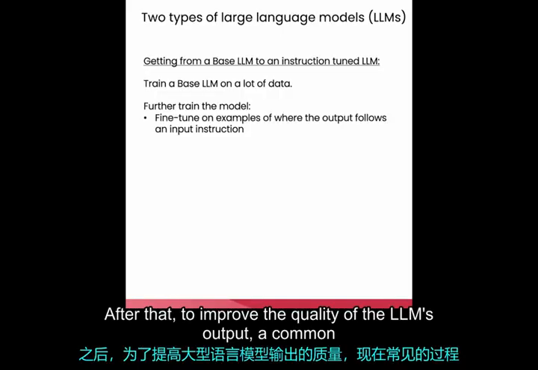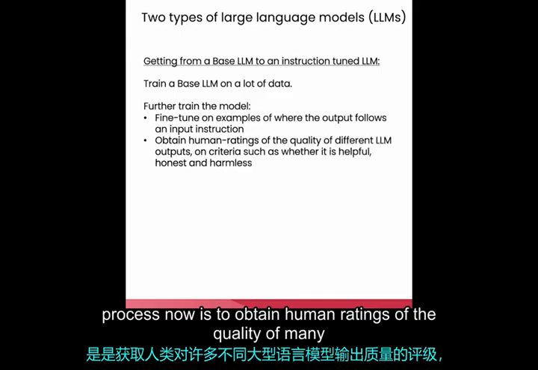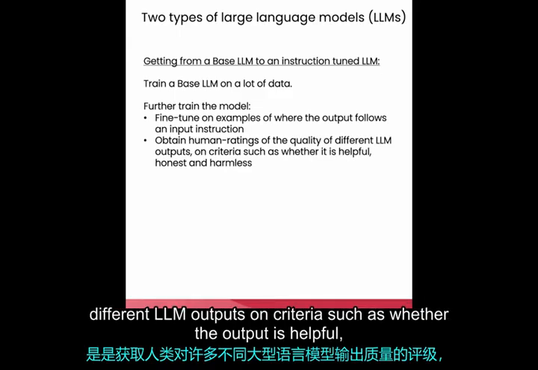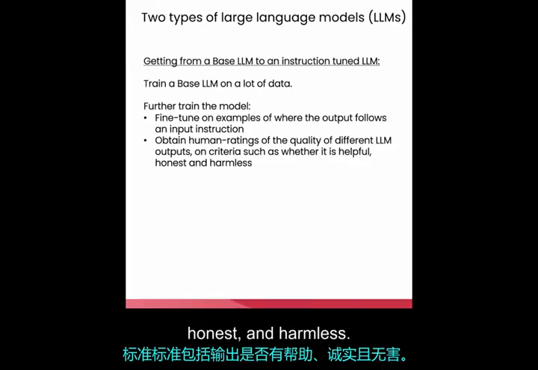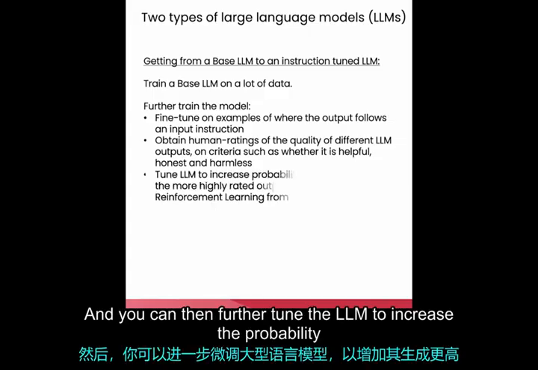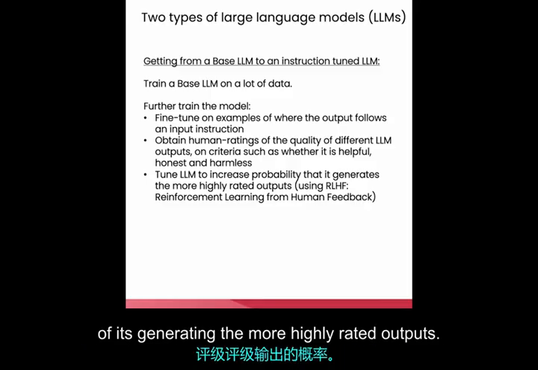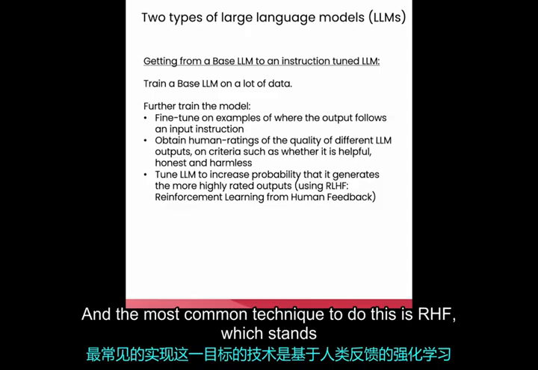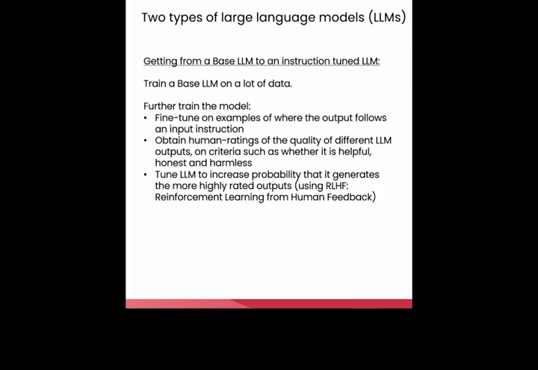After that, to improve the quality of the LLM's output, a common process now is to obtain human ratings of the quality of many different LLM outputs on criteria such as whether the output is helpful, honest, and harmless. And you can then further tune the LLM to increase the probability of it generating the more highly rated outputs. And the most common technique to do this is RLHF, which stands for reinforcement learning from human feedback.